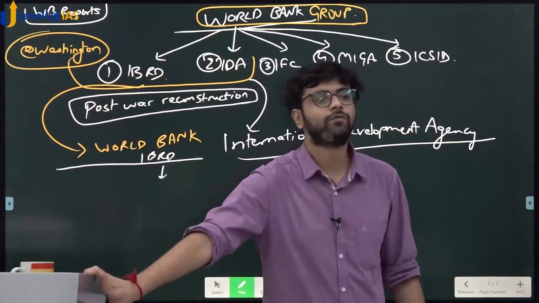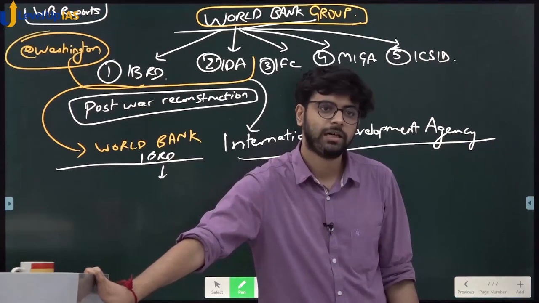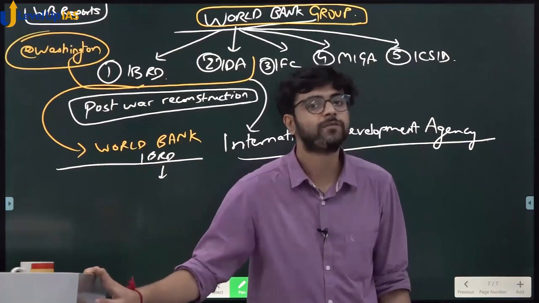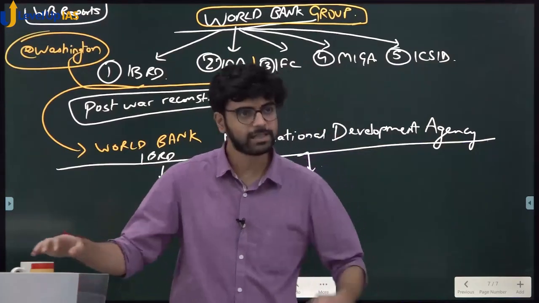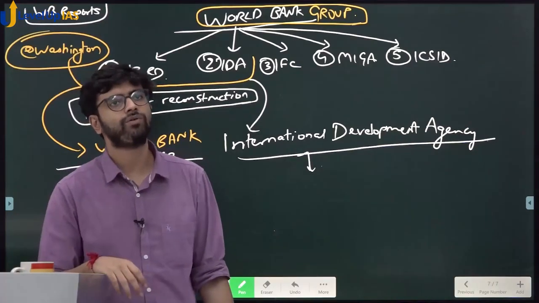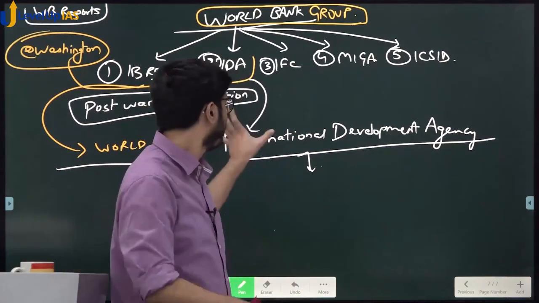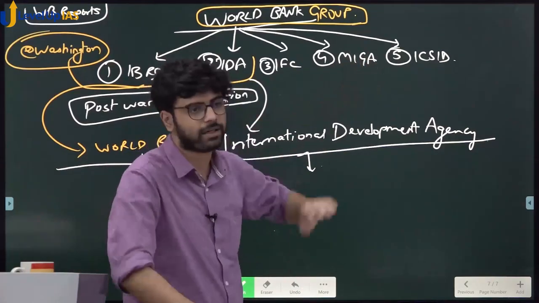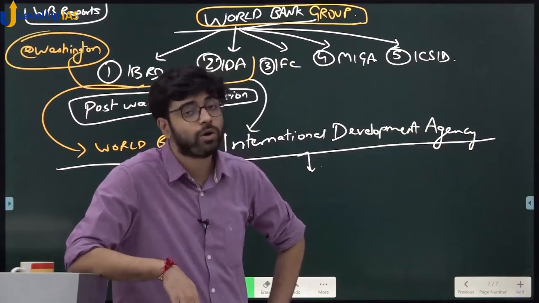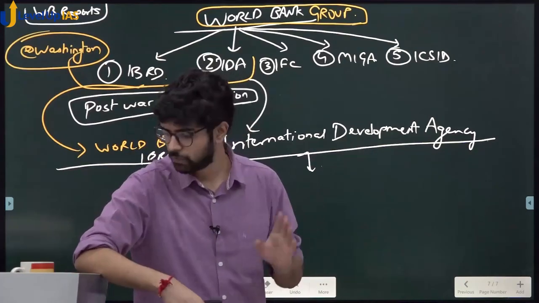Now tell me, would the World Bank give loans at a high rate of interest or a low rate? It is giving money for development, so it gives money at a low rate of interest so that countries are able to access it and develop. Which kind of projects does the World Bank give loans for? When I speak about the World Bank, I'm talking about these two only. We will talk about the rest later. Health, education, solar energy, women empowerment, roads, anything related to development, the World Bank gives loans. Okay?